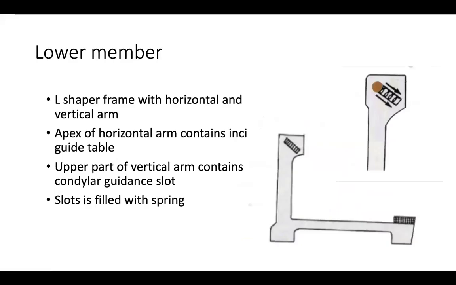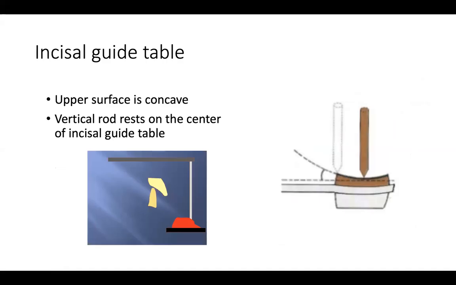Then we have a lower member, an L-shaped frame in which there is a table meant to receive the incisal pin, and it also has a slot which receives what? The condylar element, and it also acts as a guidance. Sometimes it is filled with the spring, sometimes it is not. And now we know why the incisal guidance table is used, and why it is slightly concave. Because it is replicating the incisal guidance which is provided by the palatal surfaces of the upper anterior teeth, and the vertical rod rests on the center of the incisal guidance table.